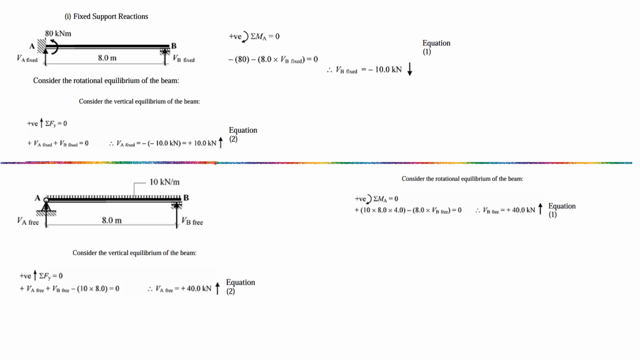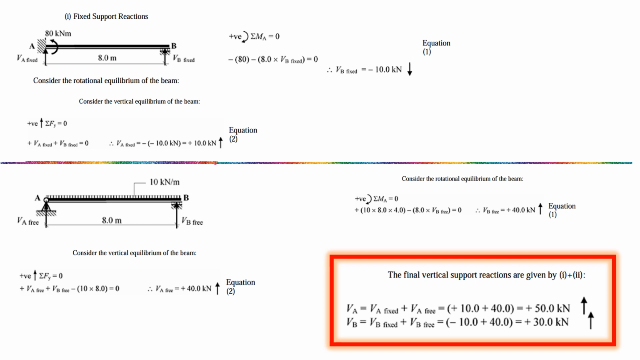Then if you apply summation Fy equal to 0, VA plus VB minus 10 into 8 equals 0, so we get VA as 40 kN, which is also upwards. So the final reactions we can get: VA equals VA fixed plus VA free, and VB equals VB fixed plus VB free. VA fixed is plus 10 and free is plus 40, so 50. VB fixed is minus 10 and VB free is plus 40, so plus that it will come.